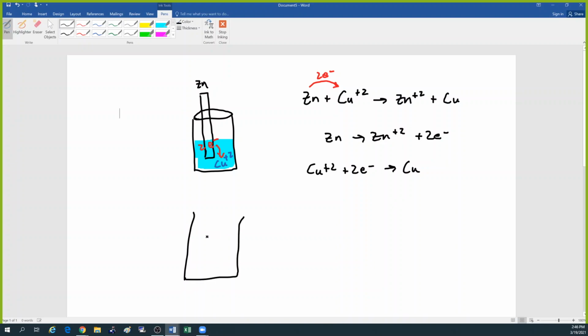So let's say we took one container and a separate container, like a beaker, let's say. And in one, we put a piece of copper metal.